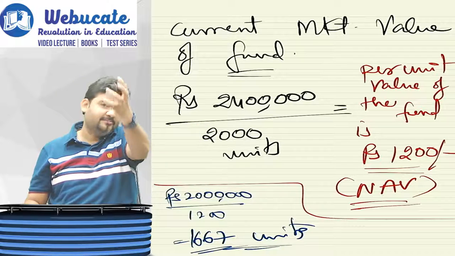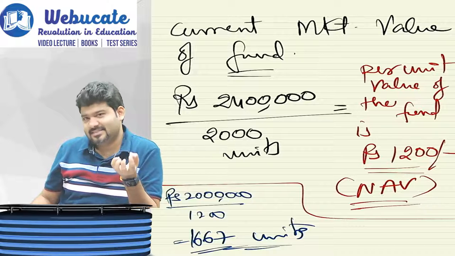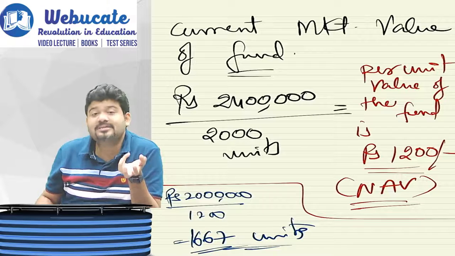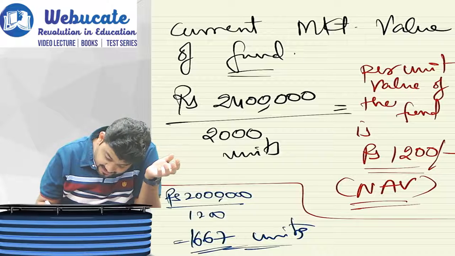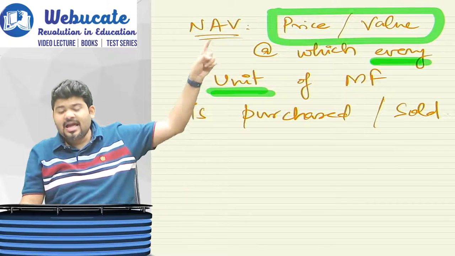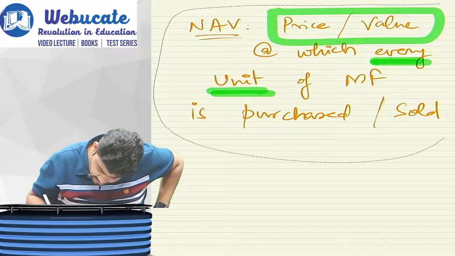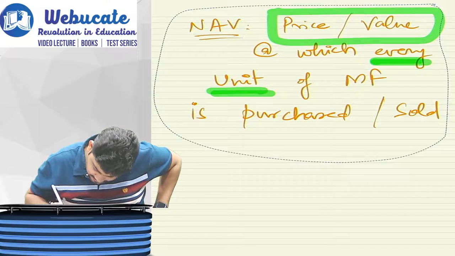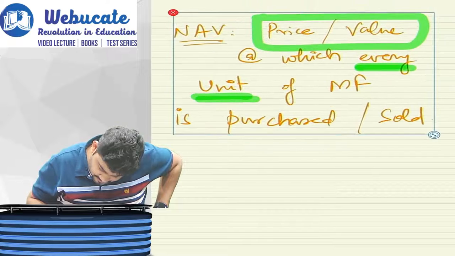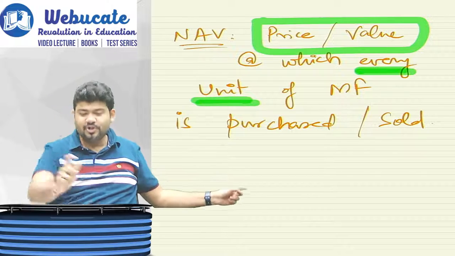What is NAV? If I have to ask you in simple language, what is NAV? Can I say market price of a unit? Correct? Basically, NAV represents the market price of the mutual fund unit. See, I've written here: price or value at which every unit of mutual fund is purchased or sold. Are we clear, everybody? So what is NAV? Price or value at which every unit of mutual fund is purchased or sold.